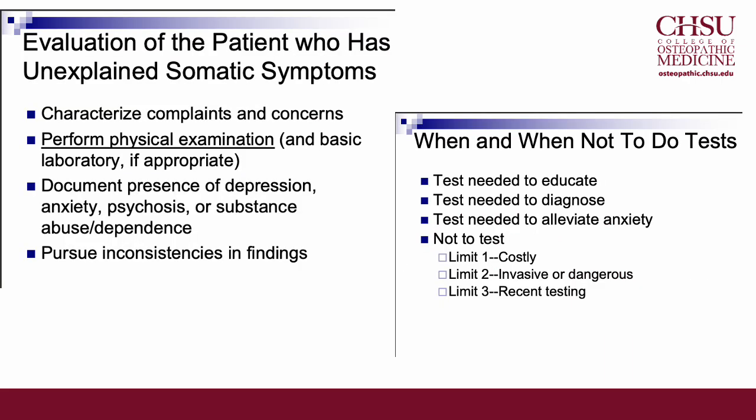If a patient comes into the emergency room or clinic with unexplained somatic symptoms, it makes sense to treat them as you would any other patient. We want to characterize those complaints and concerns, perform physical exam and labs when appropriate, as well as document any presence of depression, anxiety, psychosis, or substance abuse, as well as pursue any inconsistencies in the findings. For example, if a patient comes in with intense right upper quadrant pain, but they have a negative ultrasound and negative metabolic panel, it might make us consider different etiologies than, say, gallbladder issues.